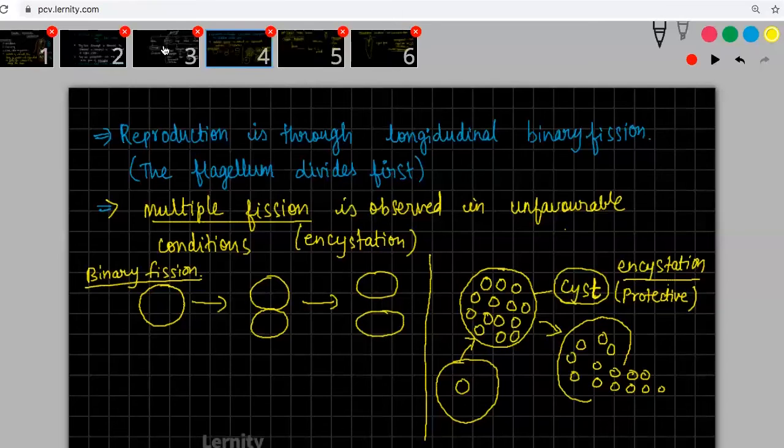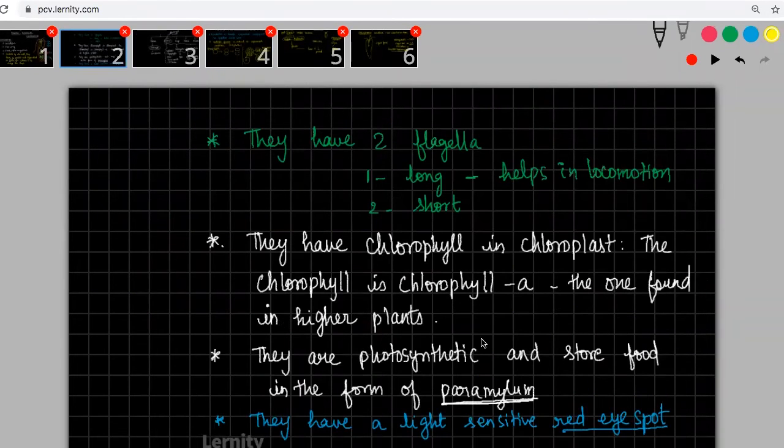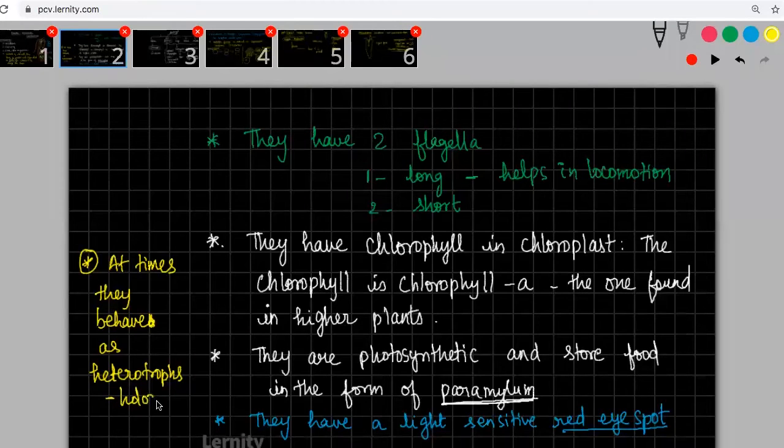Here, if you want to note it down, you can write they are photosynthetic, but at times they behave as heterotrophs.